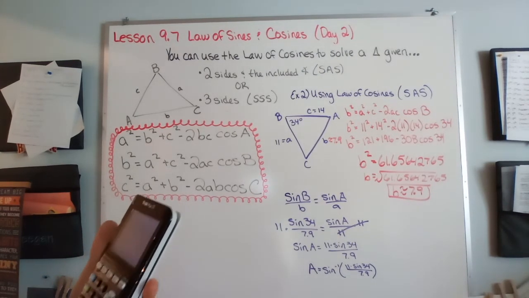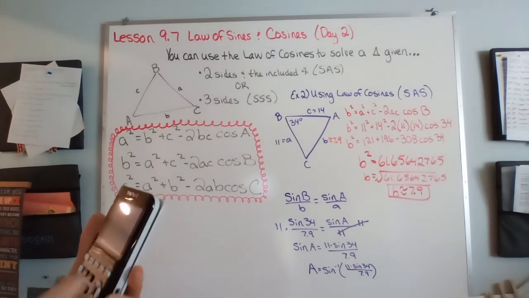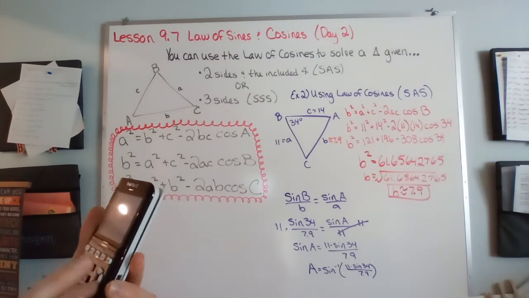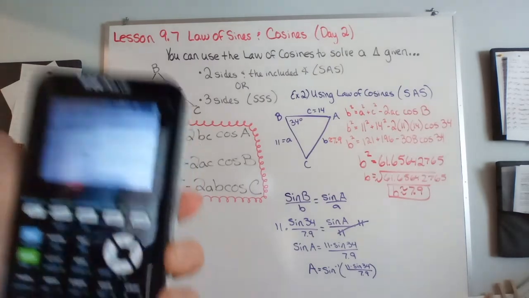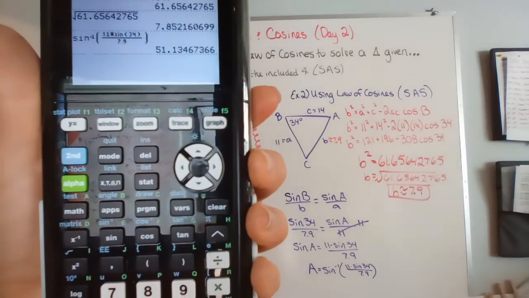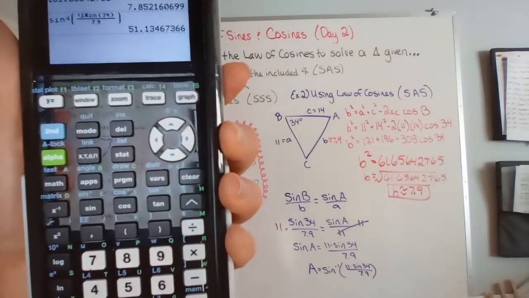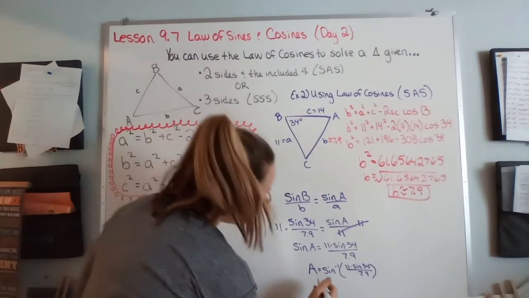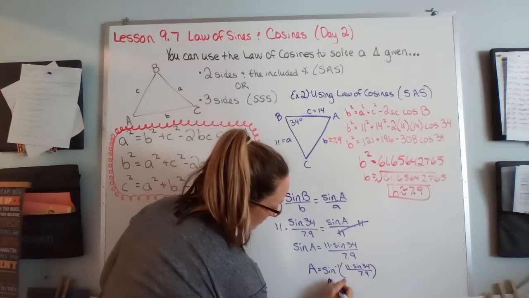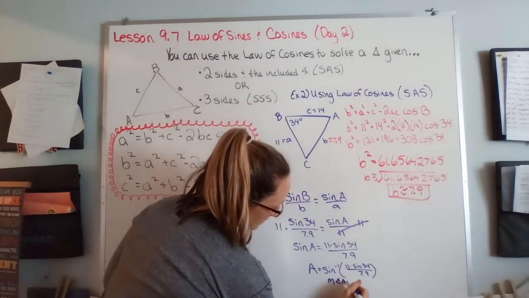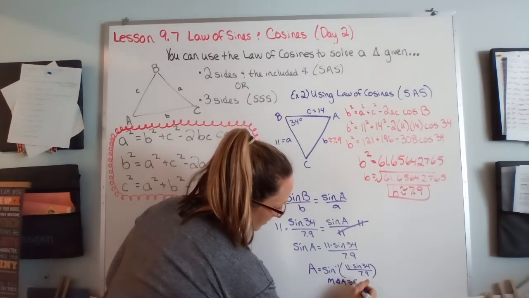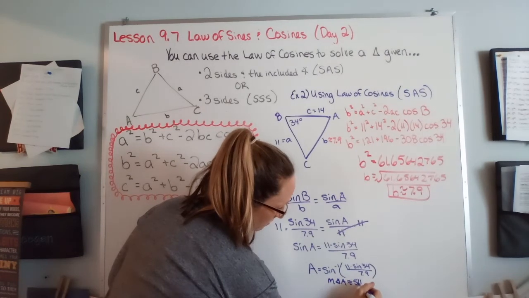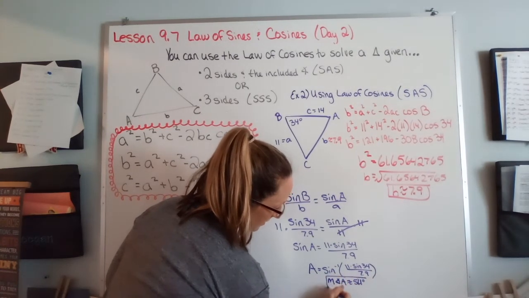11 times sine 34 over 7.9. And you get approximately 51.1. Okay, so angle A, the measurement of angle A, is approximately 51.1 degrees.